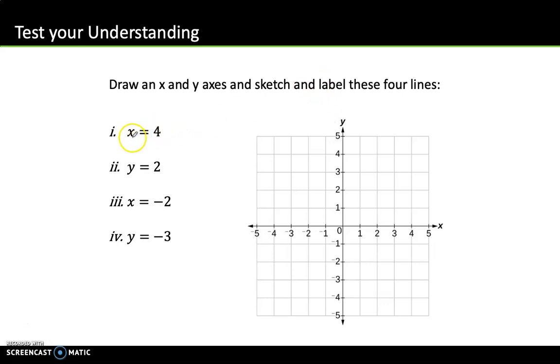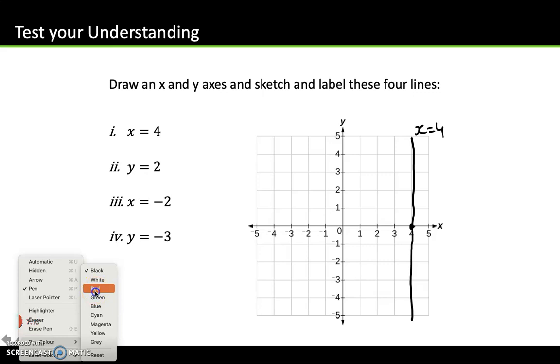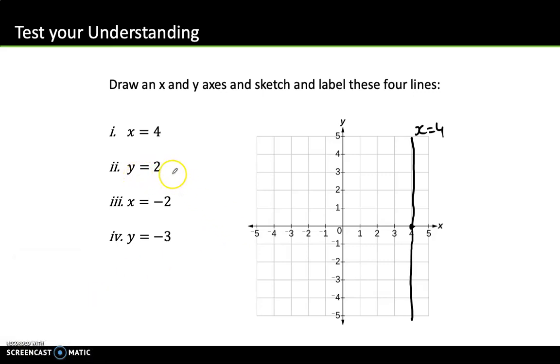So for x equals 4, you're going to be drawing a vertical line, and it's going to start at x equals 4. When you're drawing this, please use a ruler. This would be x equals 4. Now let me just change my pen color for some of these. Let's do the second one in red. y equals 2 means it's a horizontal line, and I go to the y axis, go to 2, and draw a horizontal line.